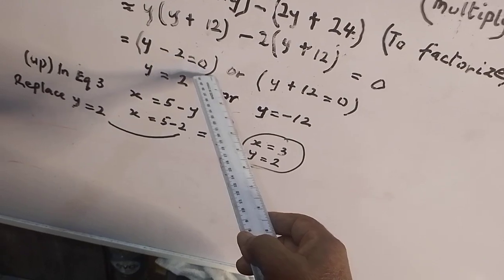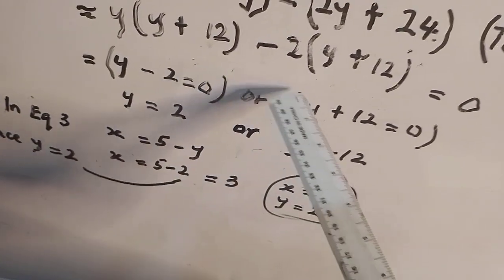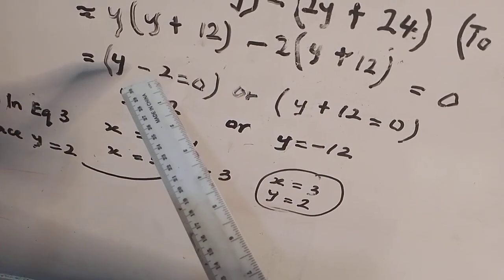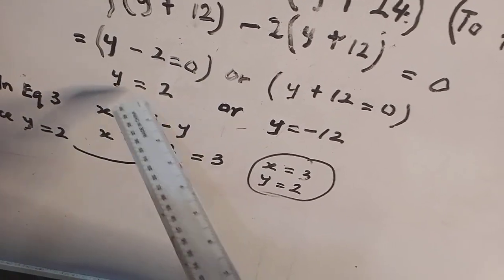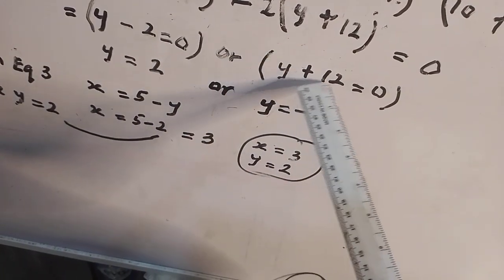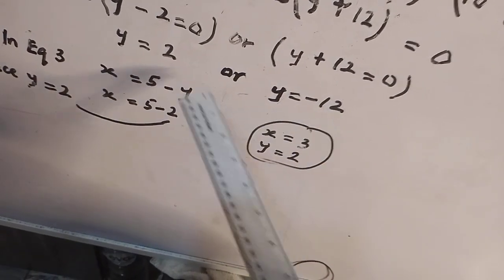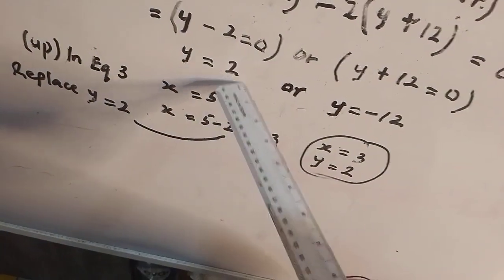So y minus 2 is 0, or y plus 12 equals 0. Here, cross minus 2, it will give you 2. So y equals 2. Cross plus 12, it will give you minus 12, so y equals minus 12. But we will take the positive one. Now replace y equals 2.